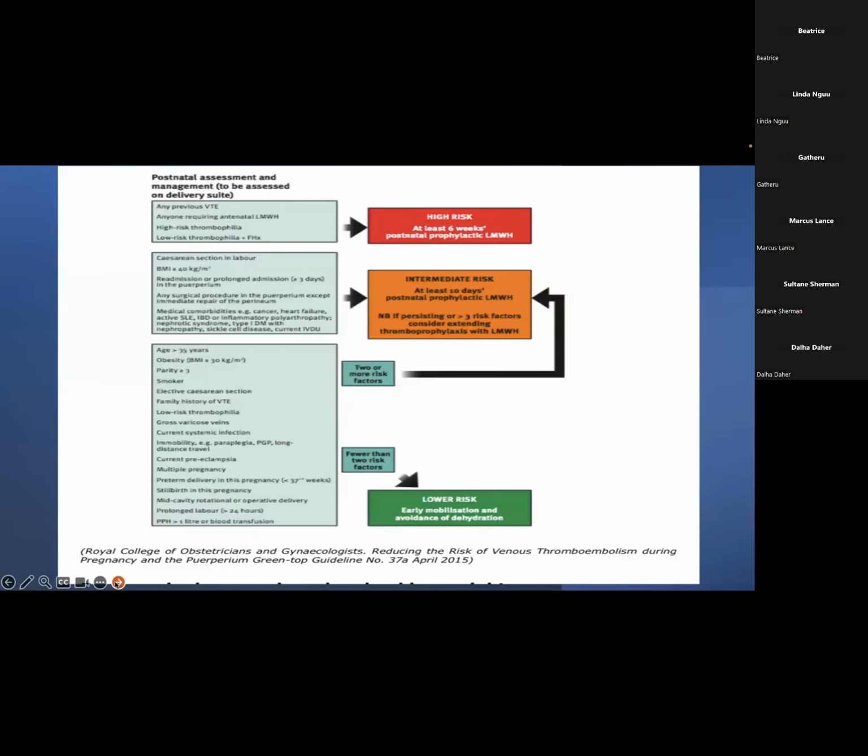Now, this is a crowded chart, but this is what the Royal College of Obstetricians and Gynecologists has recommended in their guideline of 2015. So if a patient has any previous VTE, or if anyone is requiring antenatal low molecular weight heparin, or if a patient has high-risk thrombophilia or low-risk thrombophilia with a family history, then treat as high risk and give at least 6 weeks of postnatal prophylactic low molecular weight heparin.